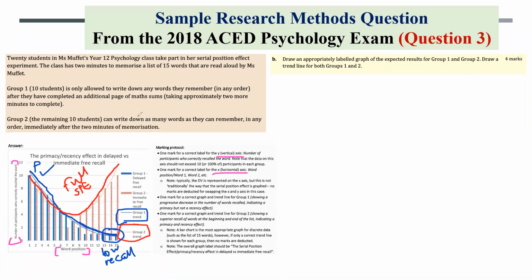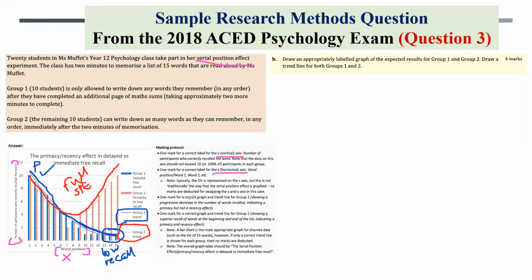Okay, because this experiment is about the serial position effect, the x-axis is always about the position of the word in the list. So whether it's the first word, third word, 14th word, whatever. And the y-axis is always about the percentage of recall or the number of participants who correctly recalled the word. Okay, it's about recall, the frequency of recall there.